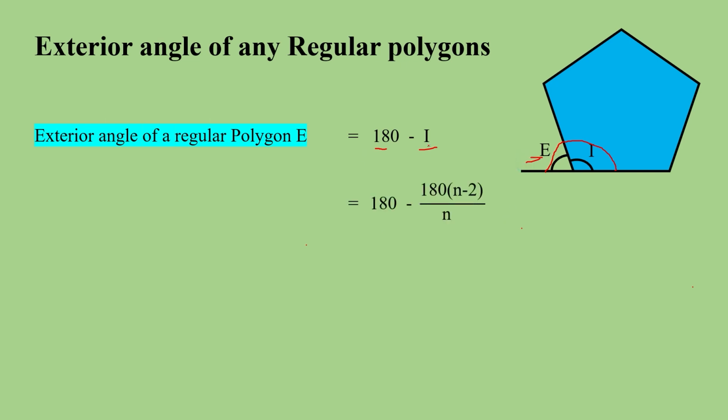And we know that I is 180 in bracket n minus 2 upon n. So by putting this value in place of I, we will get a new equation which is 180 minus 180 in bracket n minus 2 upon n.